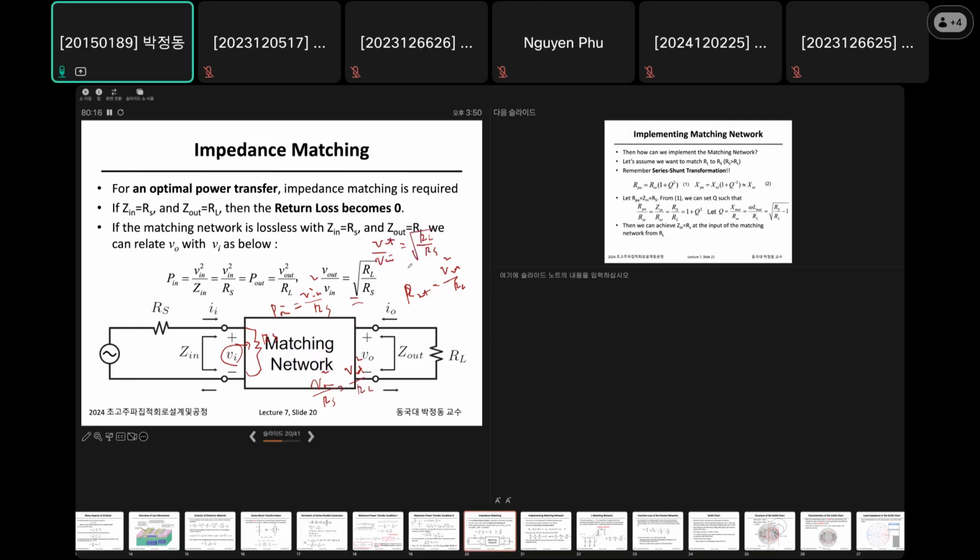Okay. So in conclusion, if you achieve a matching between input and output, if you implement a matching network, the impedance resistance transformation ratio is actually the voltage gain. That's what it means. Okay. The same way, if you express this in terms of current, you can also get a similar observation. The ratio is just the inverse of the current gain. Okay.